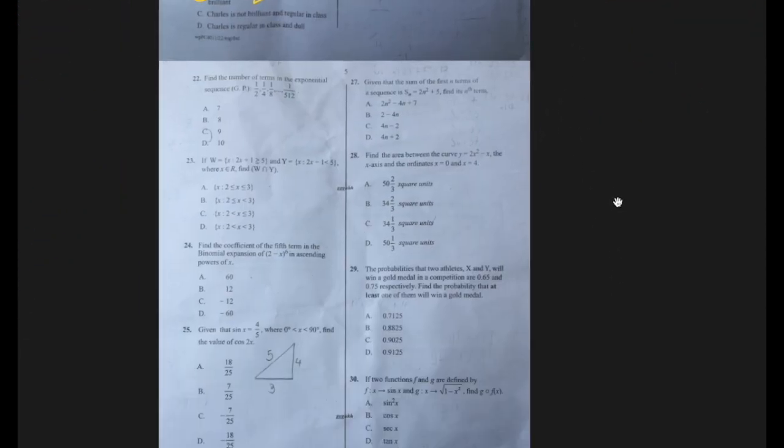Question number 22. Find the number of terms in the exponential sequence GP. The last one is 1 over 512. Can you see 2 to the power 1, 2 to the power 2, 2 to the power 3? So just find out what 512 is as a power of 2. It is 2 to the power 9. So 9 is the answer. There's no need to go further into this.